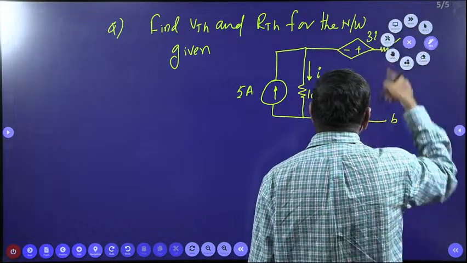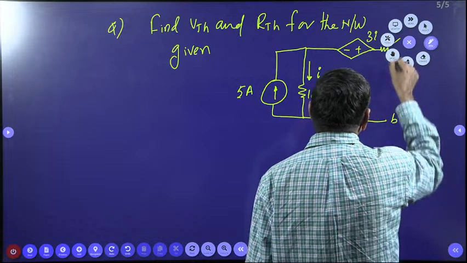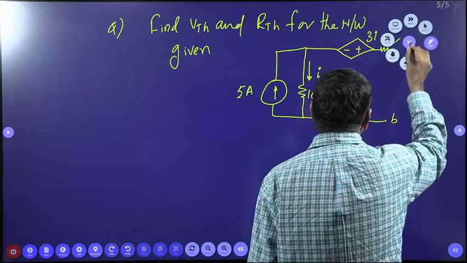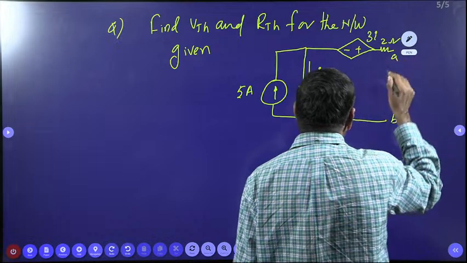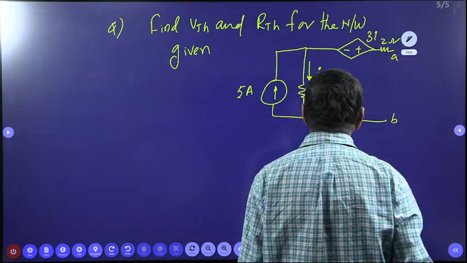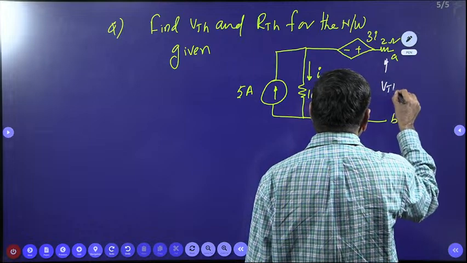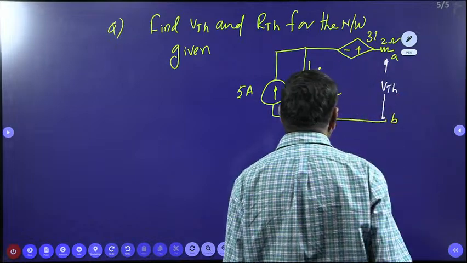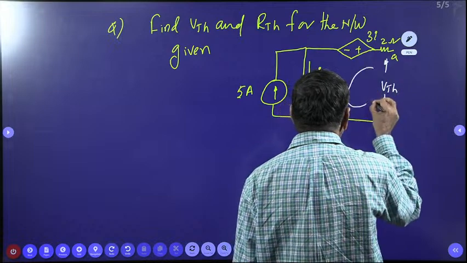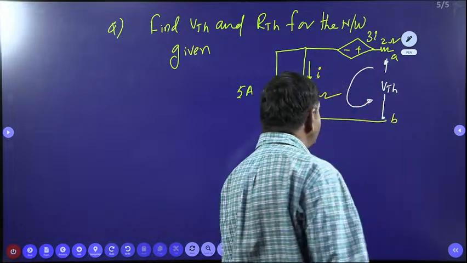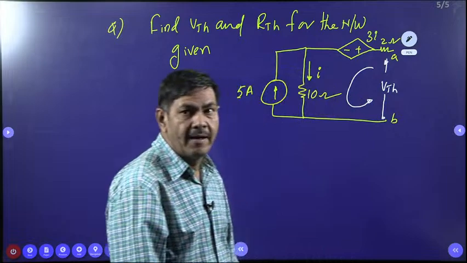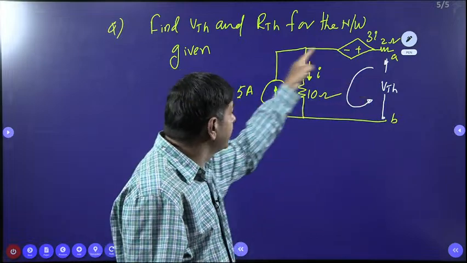But I want the voltage across these two terminals. Voltage across AB I want. Voltage across AB is nothing but VTH, you know. VTH I can find by applying KVL in this path. I can select the path on this side. I am not going to select the path in this direction.